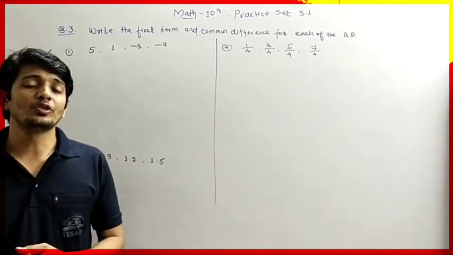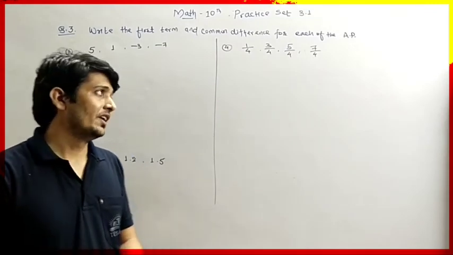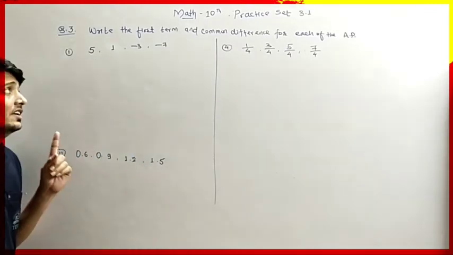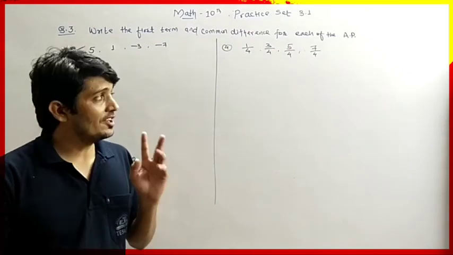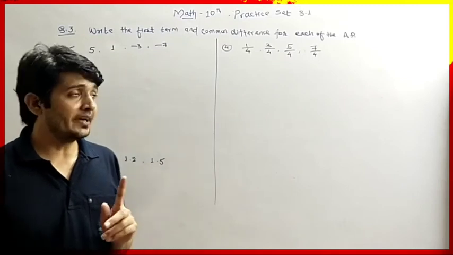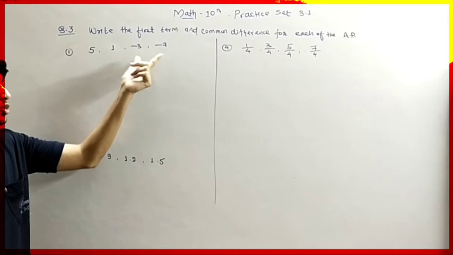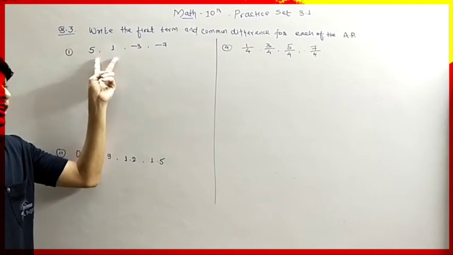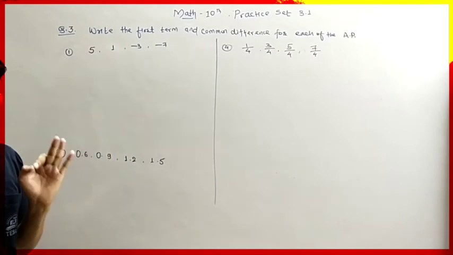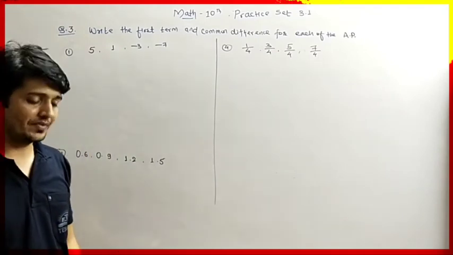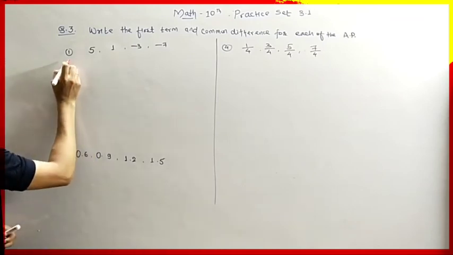So now we are going to solve the third, which is the last question of this practice set. The question says, write the first term and the common difference for each of the APs. AP means arithmetic progression, which has a common difference between any two consecutive terms. You can take these two consecutive terms or these two, and you will find the common difference is the same. So for the first question we are going to solve.